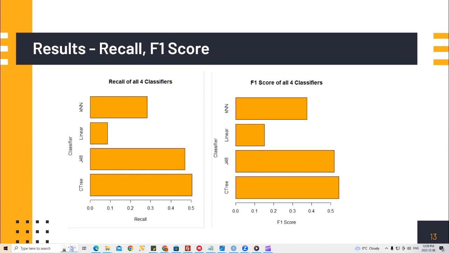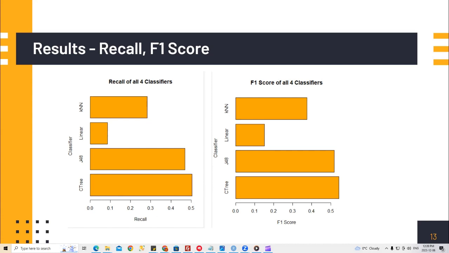Following closely is J48 with a recall rate of 0.4690. And at third place is KNN with a recall rate of 0.2829. The lowest recall rate among all the classifiers is the linear classifier, which has a recall rate of 0.0859. As you can see, the margin of the recall rates between the linear classifier and the C-tree classifier is relatively big.